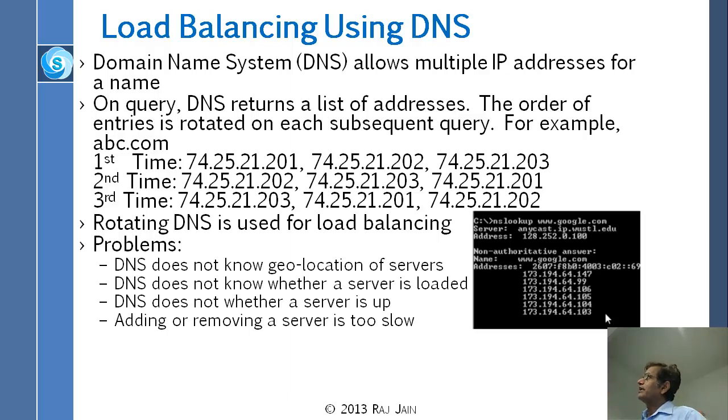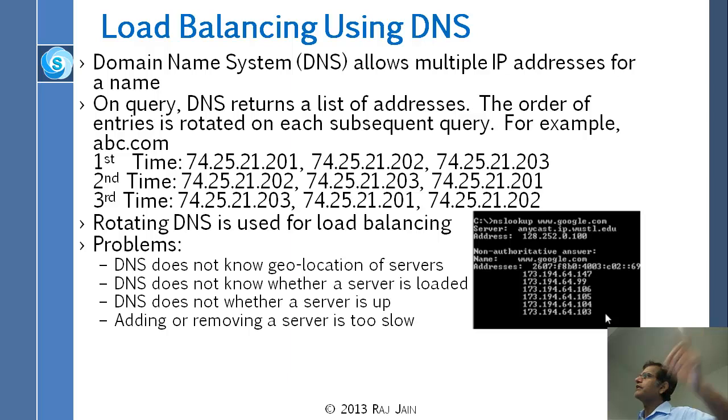And what the DNS does, and this is a standard DNS, is that every time it gives you a list, it rotates it. So the first time it will say the DNS address is 201.202.203. The second time you go, it rotates it by 1 and says the address is 202.203.201. So what happens is most people will just take the first address and start. Alright? Third time you go, it gives you a different one.